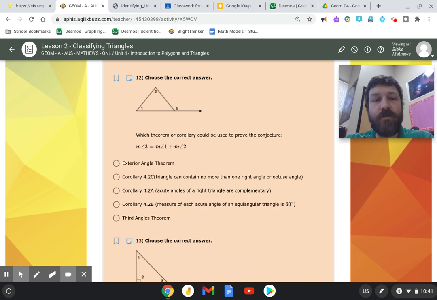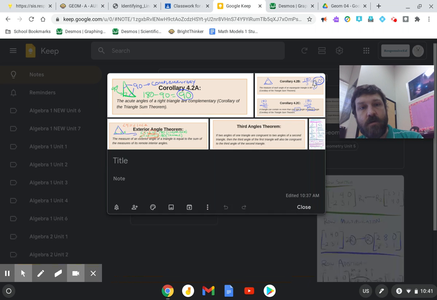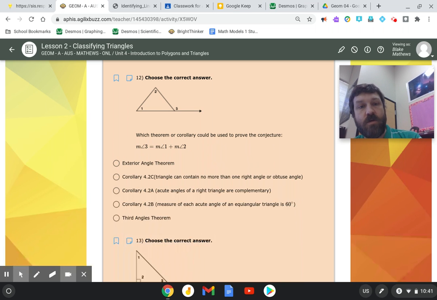Starting at number 12, 12, 13, 14, 15, and 16, you have the 5 options for the theorems. These theorems are the theorems I went over here on the notes. So you need to decide which theorem is being illustrated by the example. Like in this first one, which theorem or corollary could be used to prove the conjecture angle 3 is equal to angle 1 plus angle 2.